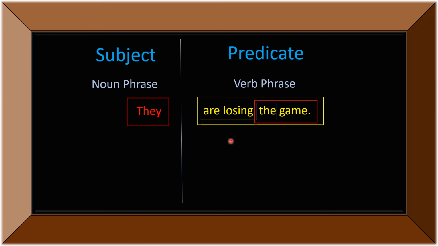They are losing the game. They is a personal pronoun in the subjective case. Are losing the game is the verb phrase in the predicate of the sentence. Are is an auxiliary verb, also known as a helping verb, and it is a primary auxiliary verb because it is helping create the tense. Now, losing is a verb, dynamic verb, extensive verb, and a transitive verb. The game is the noun phrase and the direct object. The is a determiner, definite article. Game is a noun, a concrete noun, a countable noun, a singular noun, and a common noun. This is a declarative sentence, so we're going to end the sentence with a period.